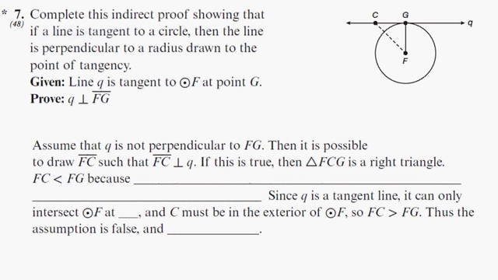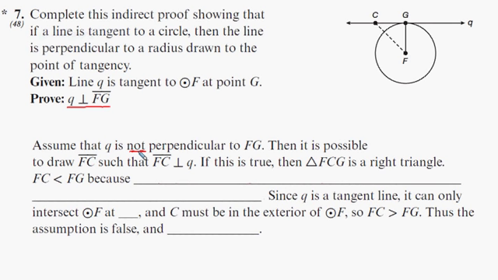Well, they've been kind to us on this indirect proof. They've let us get started with it. They've given us some hints. Remember that an indirect proof is always started by assuming not the proof statement. So notice the proof statement is Q is perpendicular to FG, so we are assuming that Q is not perpendicular to FG. So if that's the case, then it's possible to draw a perpendicular line.